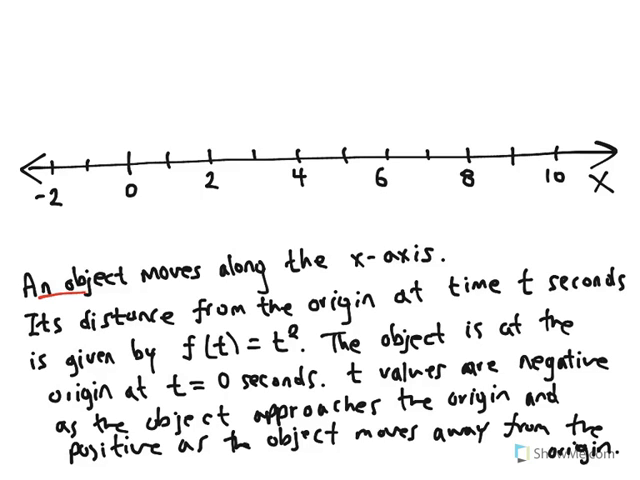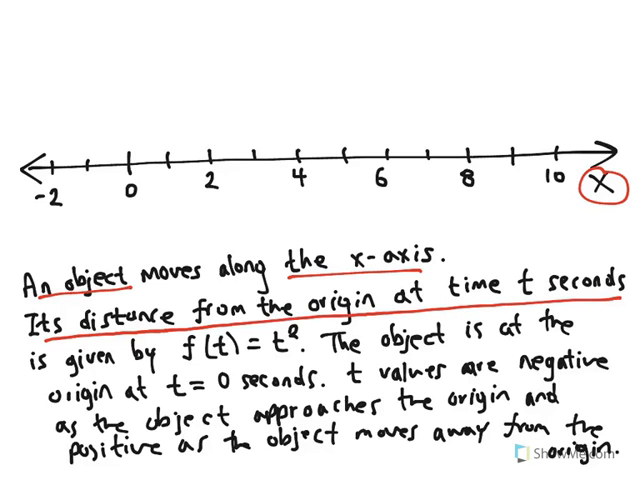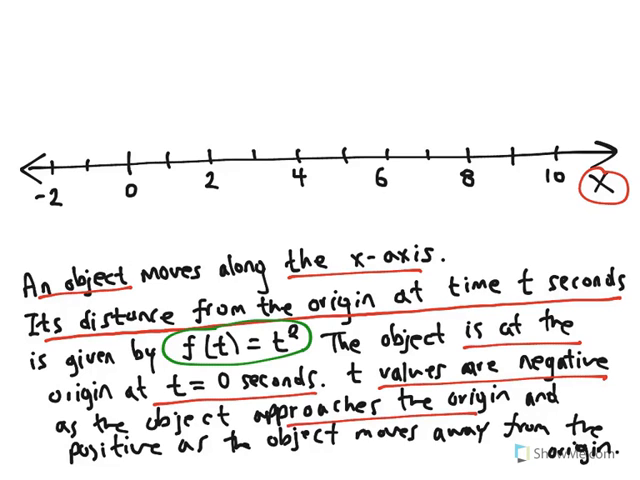Let's consider an object moving along the x-axis. So here we have the x-axis. The distance of the object from the origin at time t seconds is given by f of t equals t squared. The object is at the origin at t equals 0 seconds. T values are negative as the object approaches the origin and positive as the object moves away from the origin.